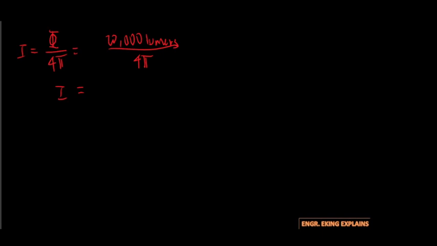Okay, so we have 20,000 divided by 4 pi. So 1591.5, no? 1591.5. So the unit for this one is candela, no? So pwede natin gamitin yung ating formula. So E_P is equal to 1591.5 over our D is 5, no? 5 squared, times cosine theta. So, yung cosine theta lang yung hahanapin natin, no?